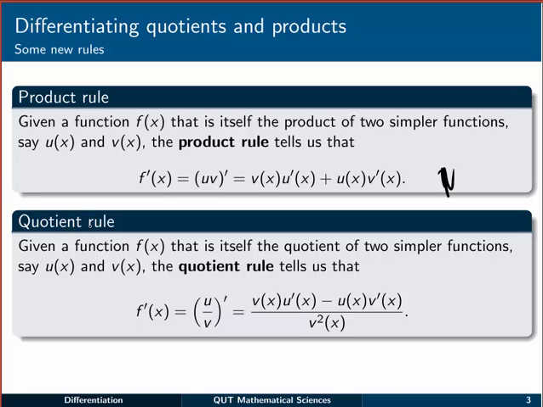The quotient rule looks very similar, but it is slightly different. Again, given a function f, written in terms of u and v, where u is the top function and v is the bottom function, the derivative of that quotient is given by v times u dash, take away u times v dash, and this time divided by v squared. So the big difference there is that the plus of the product rule becomes a minus of the quotient rule. And we must remember in the quotient rule to write things in the correct order.